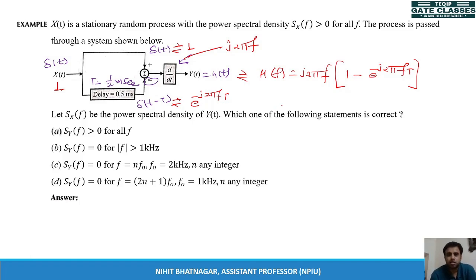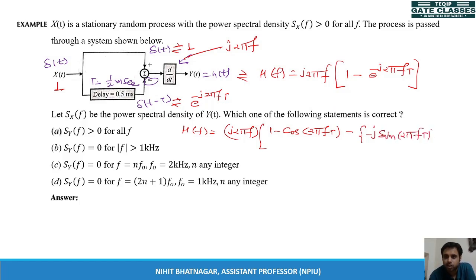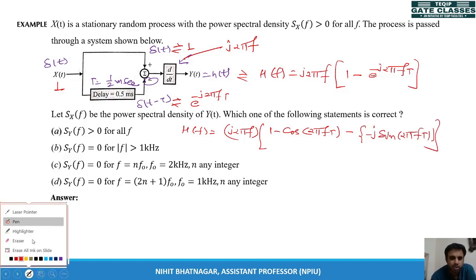Okay, now open this term: H(f) is equal to j2πf times (1 minus cos 2πfT, and the minus, then minus j sin 2πfT). Now this minus becomes plus, so I'm going to change it here.